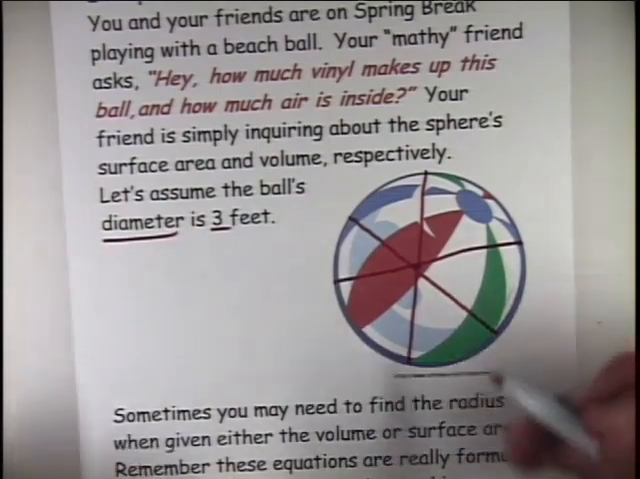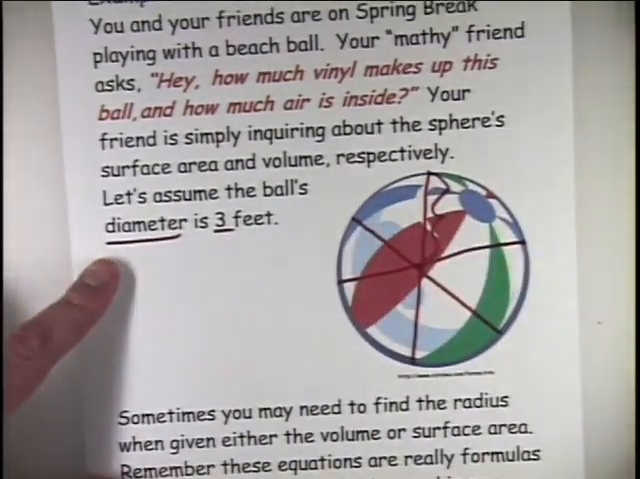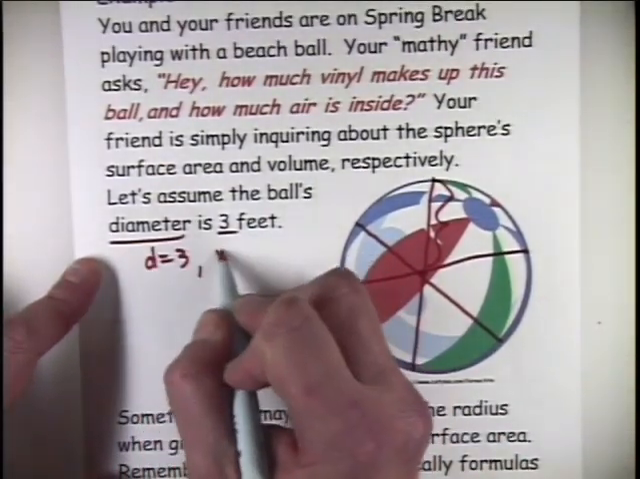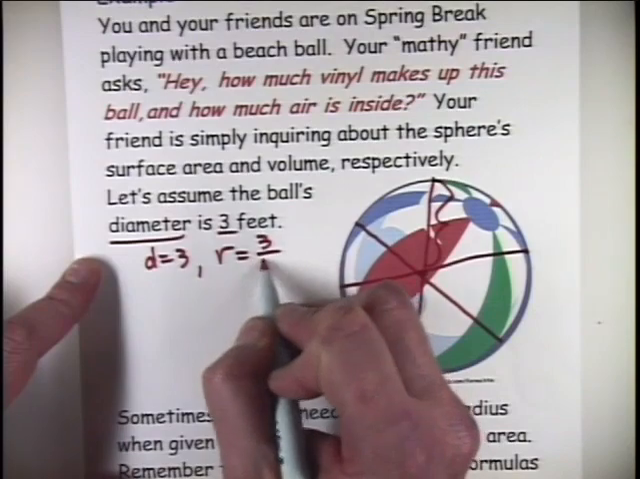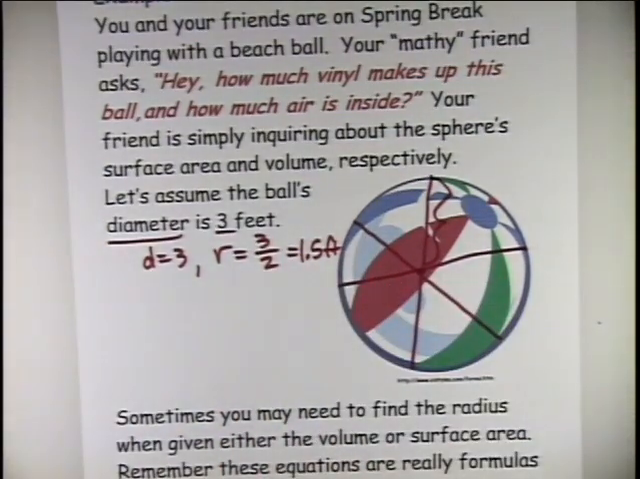Okay? So if that's the diameter, then the radius, remember, is half of the diameter. So if the diameter is 3, we know that the radius is half of 3, or we can use 1.5 feet. Okay? So we did have to do one simple calculation to find the radius, but now that we have the radius, we're ready to rock and roll.